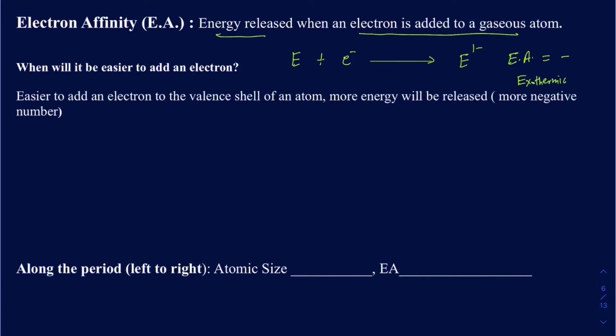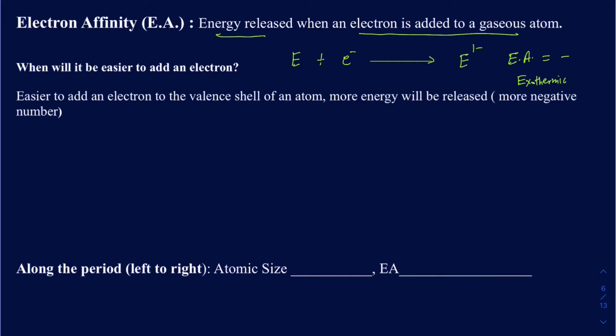Now, the question you really want to ask yourself when you're trying to determine the electron affinities is: when will it be easier to add an electron? We have talked about ionization energies, and the ionization energies more or less follow a very regular trend in the periodic table when we are going from left to right and top to bottom. But when it comes to electron affinity, it does have a lot of irregularities. However, I'm going to look at it in a big picture here and talk about just the general trend of electron affinities.